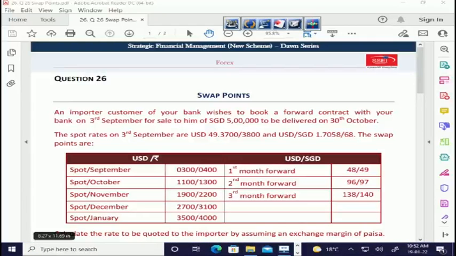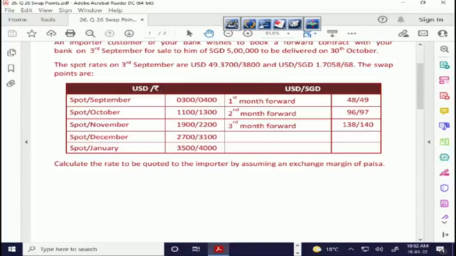So we look at the rates. The rates are given. We find spot over September if you wanted to reach from 3rd September to end September, then spot over October if you wanted to reach from 3rd September to end October. So that's relevant. Okay, so 1300 swap points is what I'm seeing. So the feeling that I'm getting is 49.38 plus 0.1300. But wait for it. On the right hand side, we'll take the second month forward rate, which is the bid rate, 1.7058 plus 0.0096. Okay, the ask and the bid.